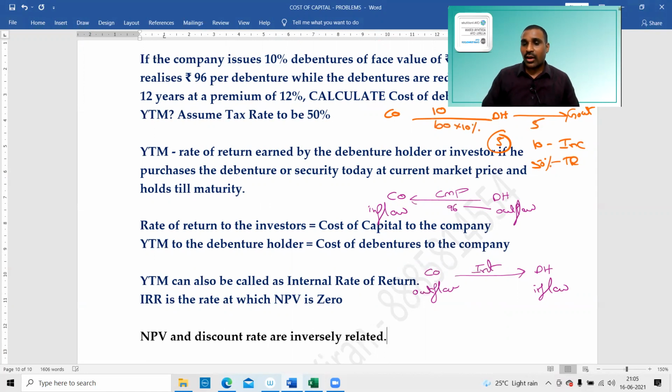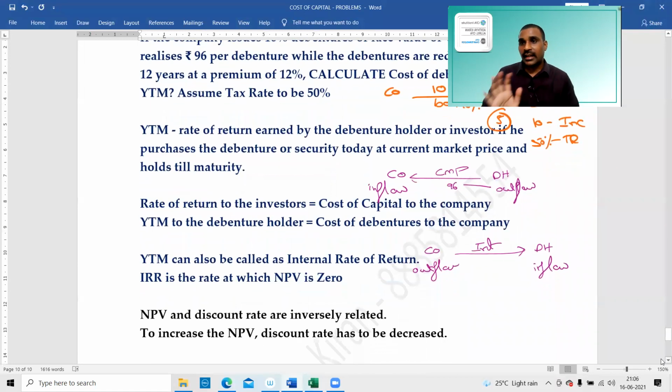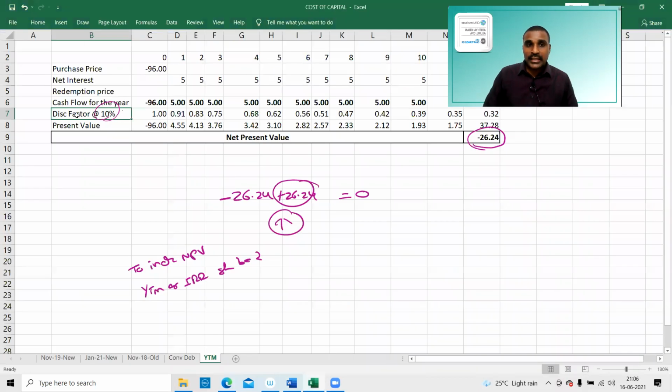NPV and discount rate are inversely related. To increase the NPV, the discount rate has to be decreased. That is the point. So therefore, I have to decrease this 10.